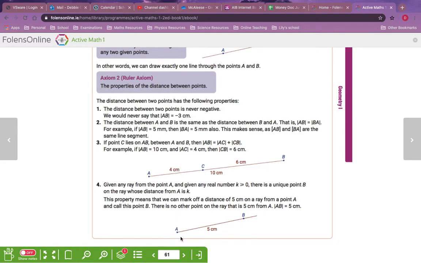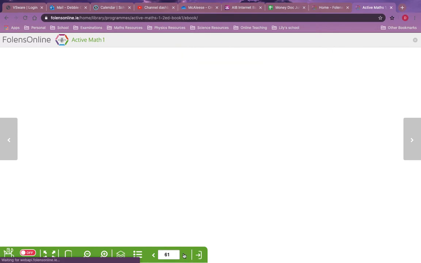So what they're saying is that if I give you point A and I draw the ray, remember a ray is a line that has a start point but continues on forever. So I draw a big long line for you, and I tell you to put the point B 5 centimeters away from A, everybody would put it right here, because there's nowhere else. That is the only point that is 5 centimeters away from A. So this kind of goes on.